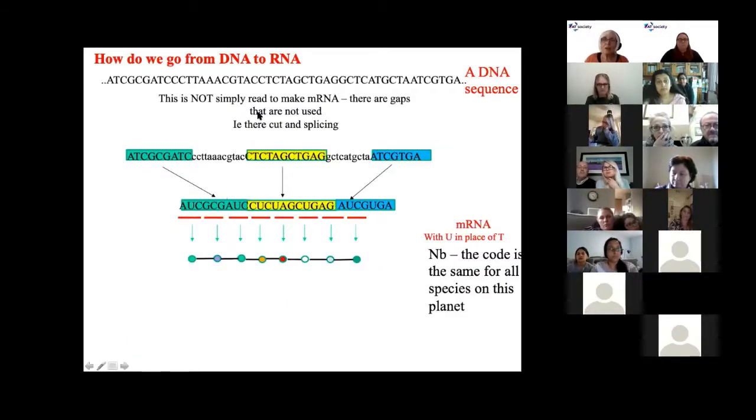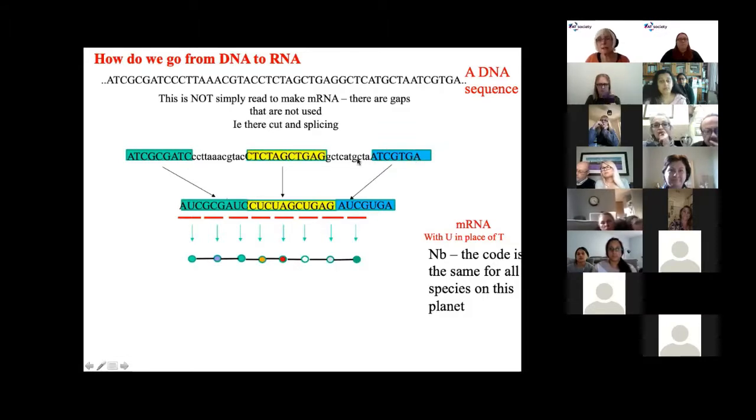Now, the question is, how do we go from DNA to RNA? And what you might think is that if that's a bit of your DNA sequence, your messenger RNA would simply be found in that sequence. Unfortunately, life's not as easy as that. Here I've taken this sequence, which is a bit of your DNA, but I've highlighted some of it in capital letters.